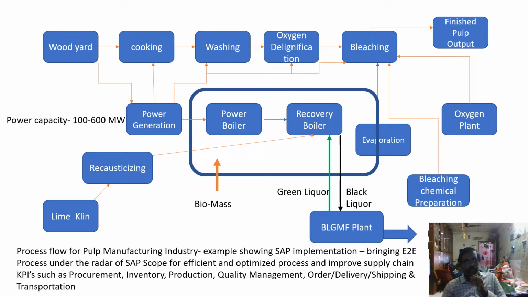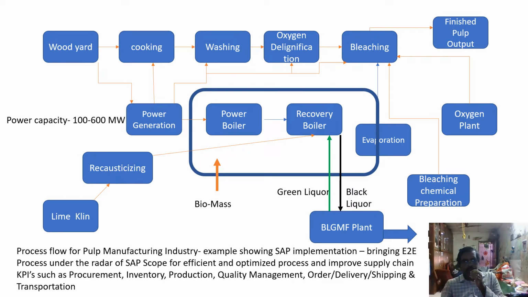So this entire main unit, right? Power unit, power boiler, power recovery boiler, and the evaporation unit, everything is a power circuit, okay, which is catering to the requirement of the process. And after the bleaching is done and proper oxygen treatment is done, we are doing bleaching and chemical preparation to convert it into a finished pulp that will be taken to the paper manufacturing industry to make converted paper. So this is the output, the finished pulp output, okay.